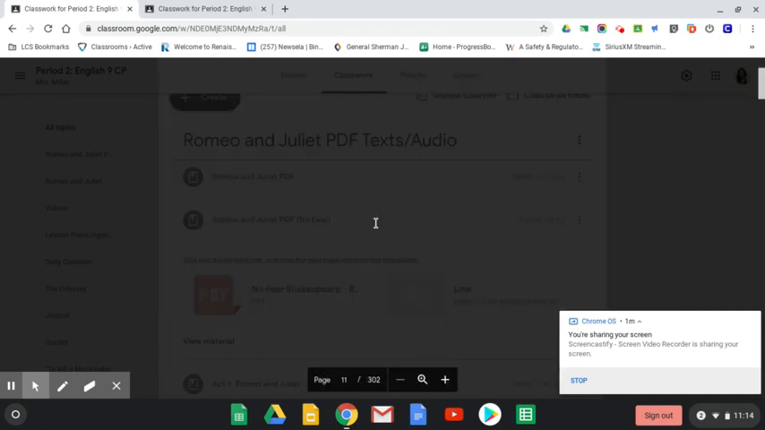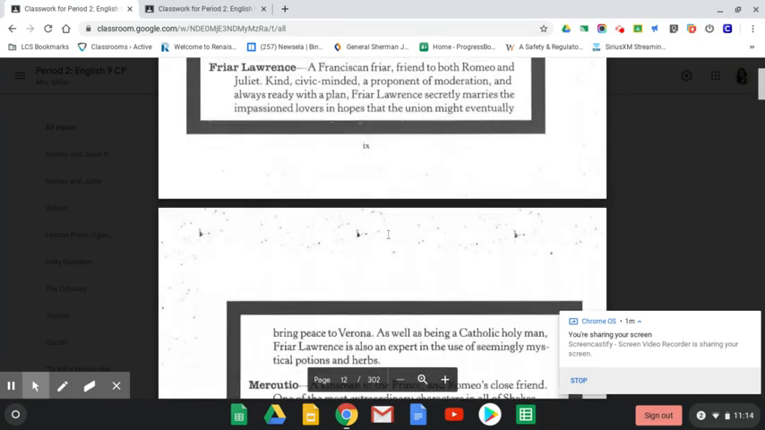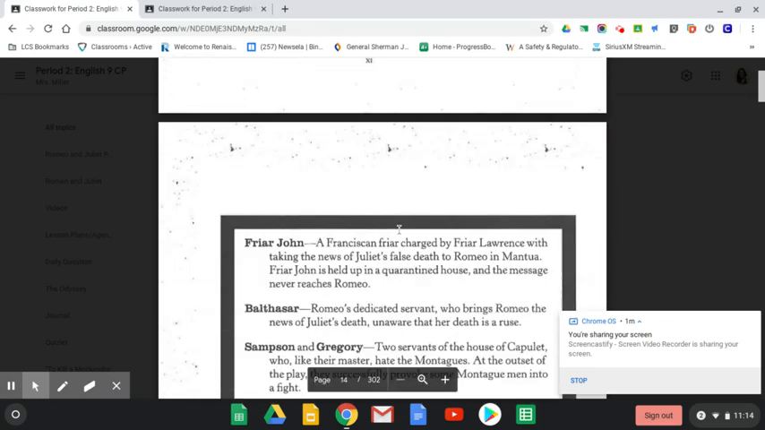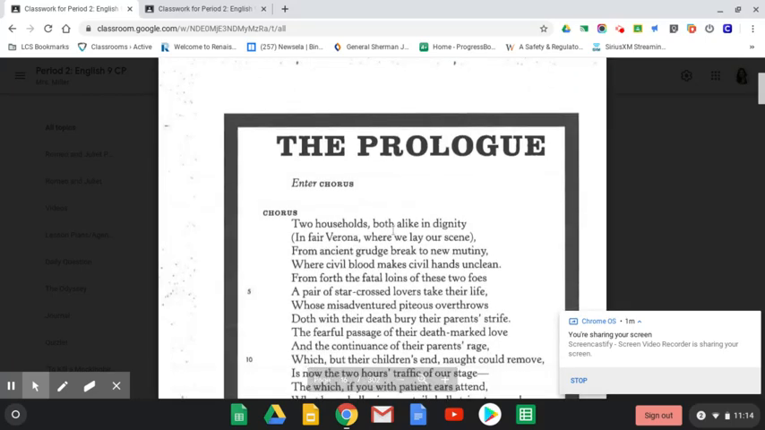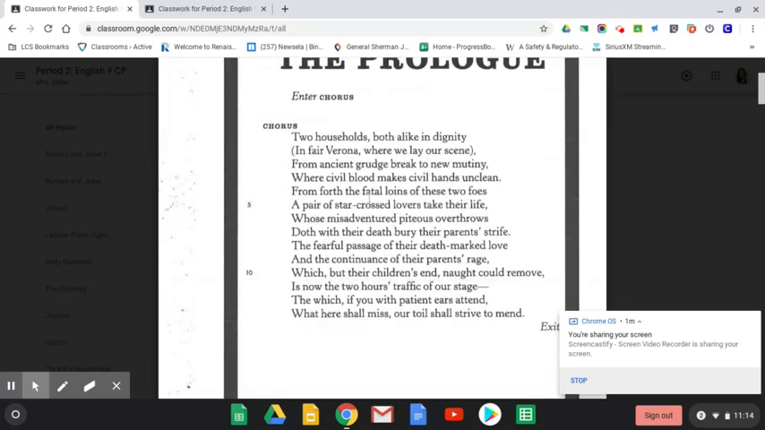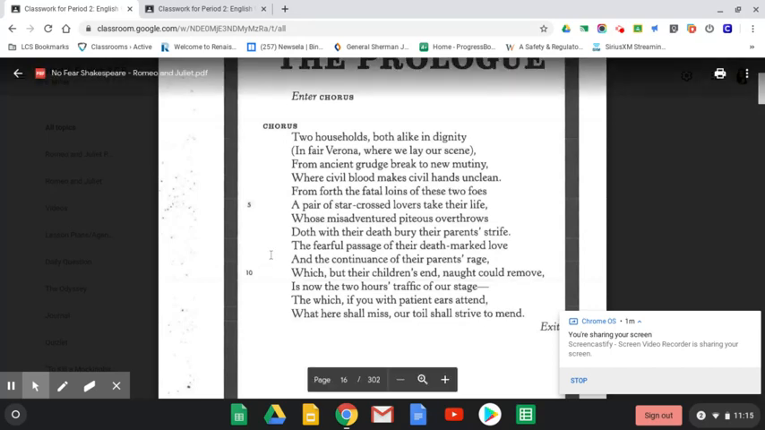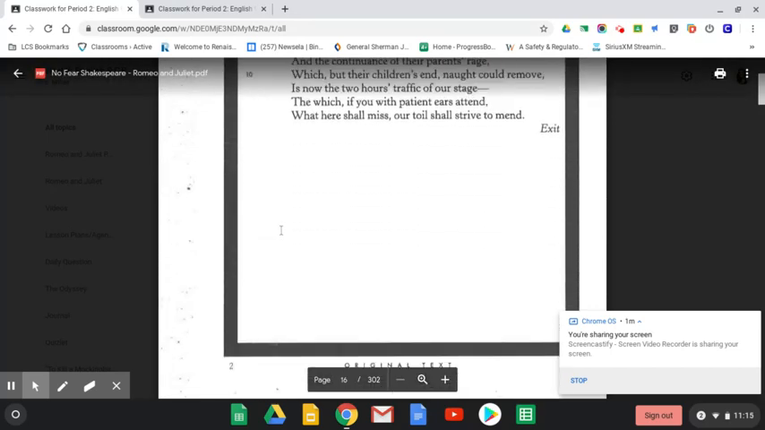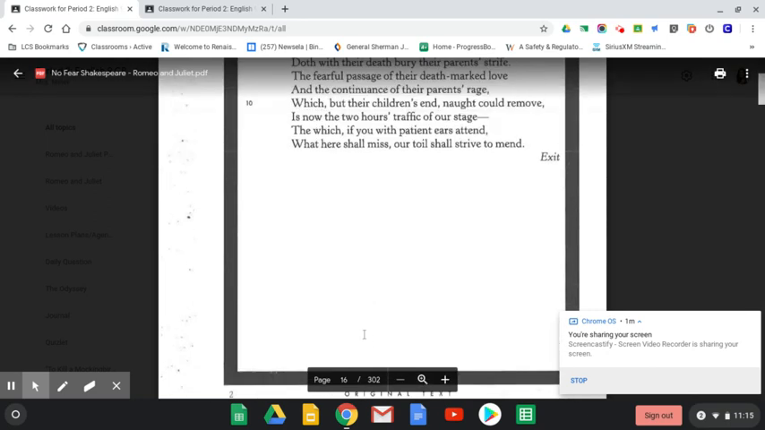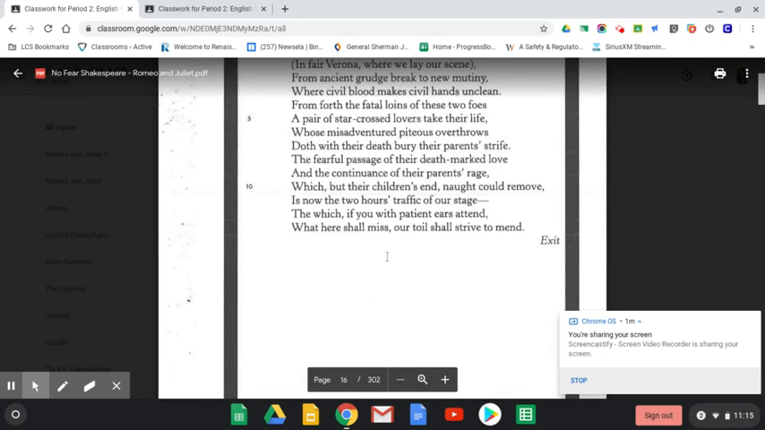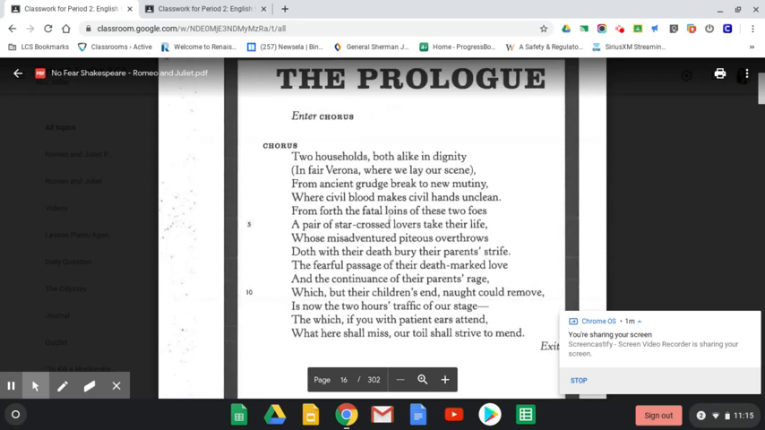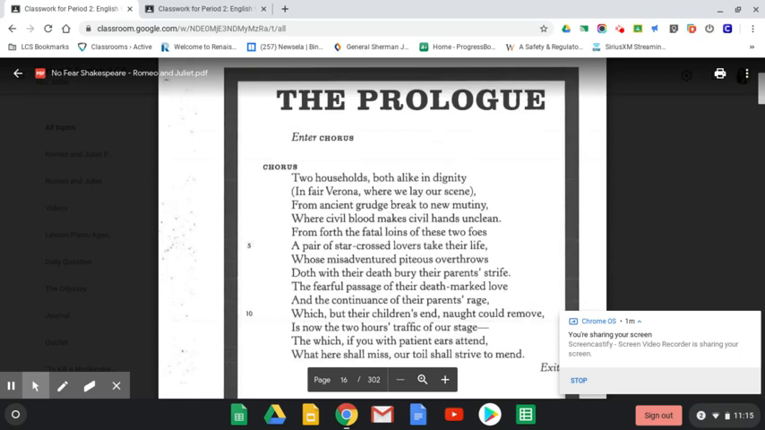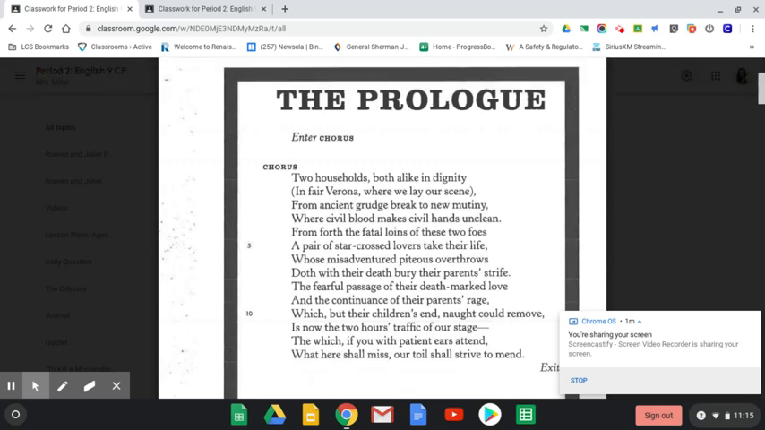As I scroll down, it does give you a character list, which is very nice. Scrolling down a little bit more, this, for instance, is the prologue, and this is the original version. Notice there are the line numbers that you need. It even shows at the bottom original text. When you do all of your homework, I want you to cite from the original text, because as you continue on your high school career, you're going to need to learn how to analyze Shakespeare's work. And the more you practice, the easier it's going to become, I promise.